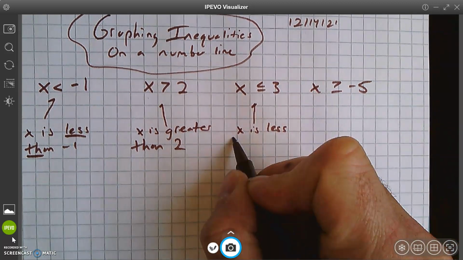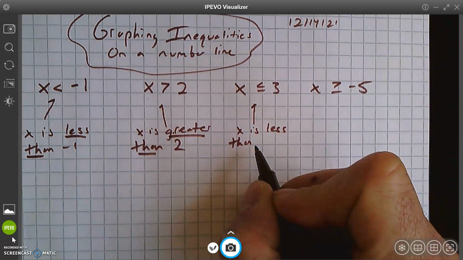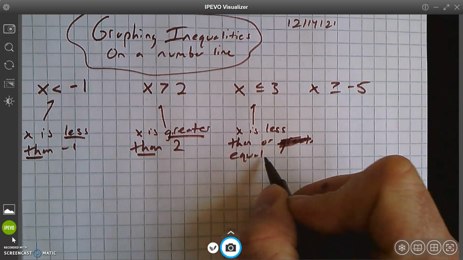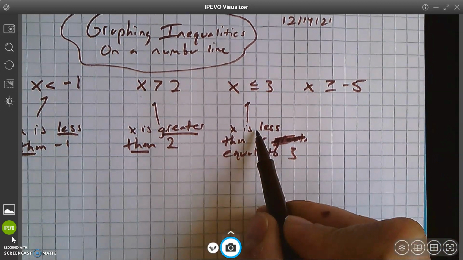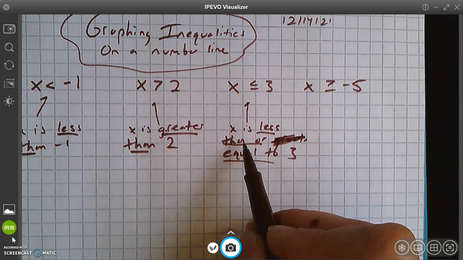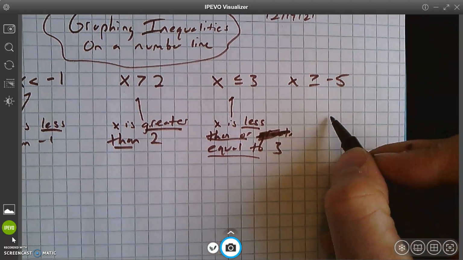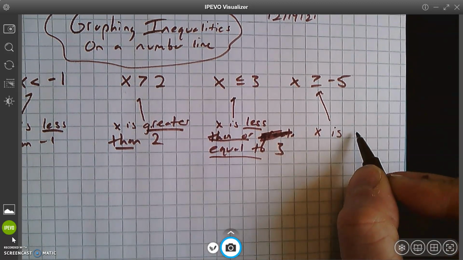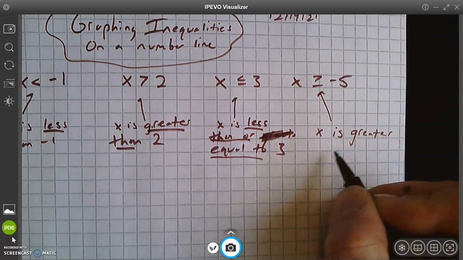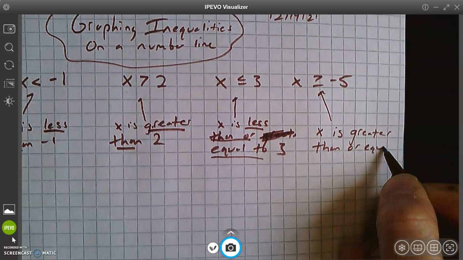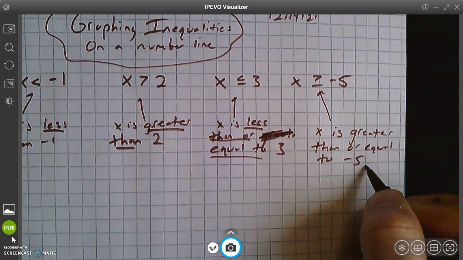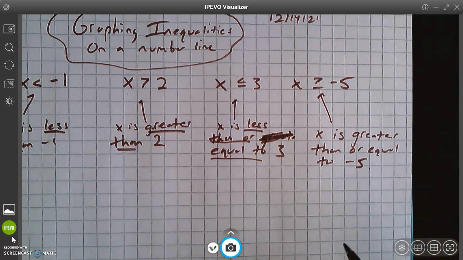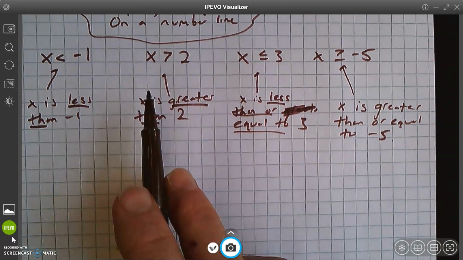So this is x is less than, we'll highlight that, I forgot that, or greater, less than or equal to 3. Less than or equal to. So that line underneath means it's equal to 3. So 3 works as well as anything less than that. And this is x is greater than or equal to -5. There we go. So any number that is equal to -5, like -5 or greater, like -4, like 0, like 5, like a million, all those work. Okay? So these are all the things you might see.